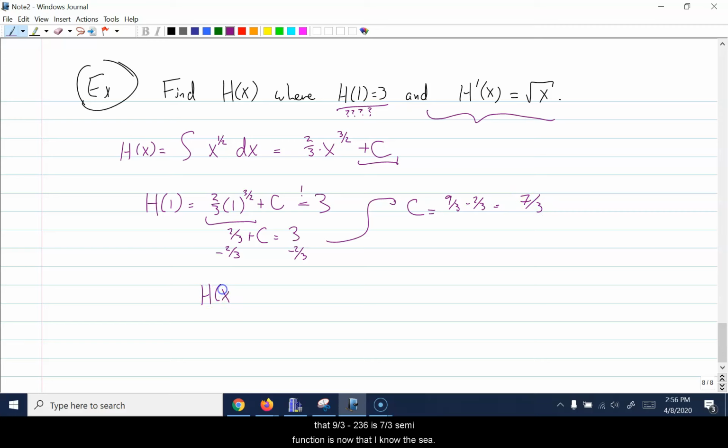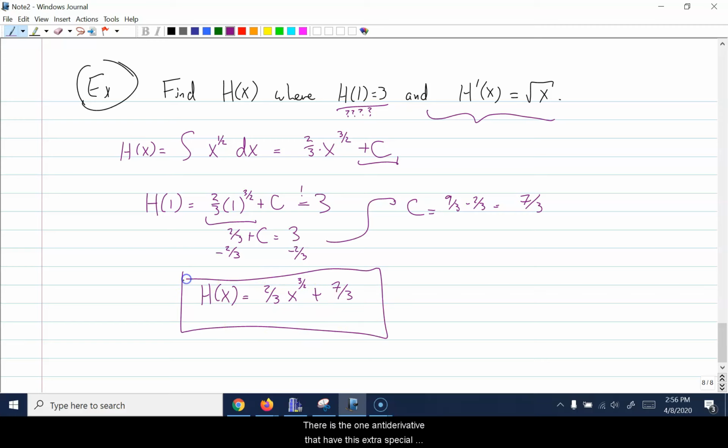So my function, now that I know the c, is 2/3 x to the 3 halves plus 7/3. There is the one antiderivative that has this extra special property that h of 1 is also 3. So this is like the slightly more complicated version of computing antiderivatives. More stuff we should be ready for.